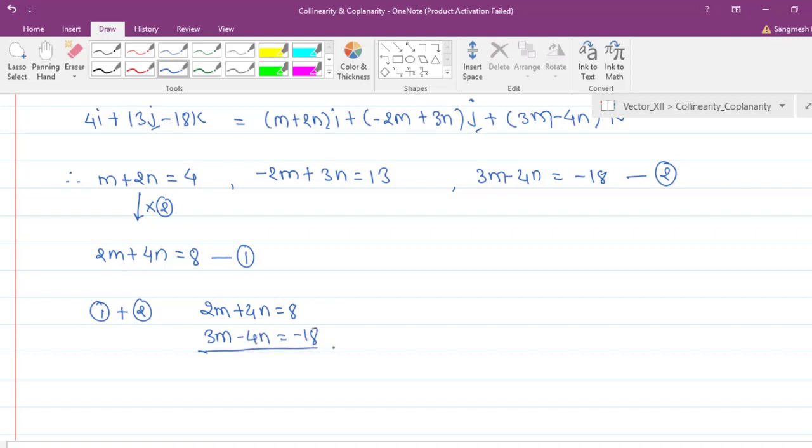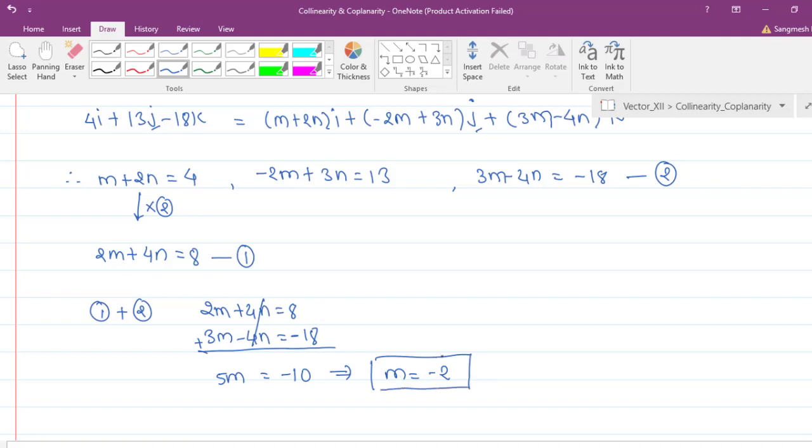So if I add these two, plus and plus, the 4n terms cancel, so we will be having 5m, which equals minus 18 plus 8. Plus means no sign change, don't be confused here. So 5m equals minus 10, so m becomes minus 2. m is minus 2.